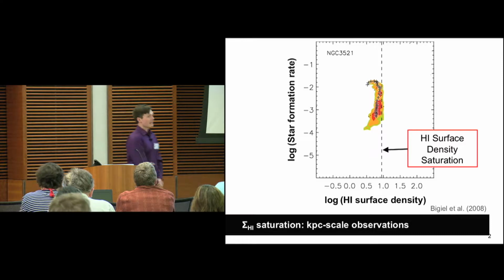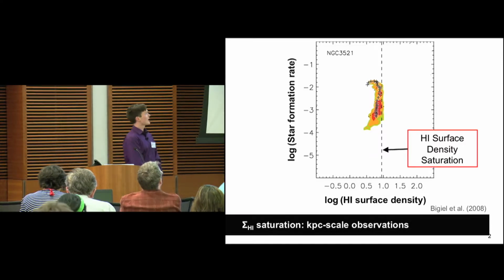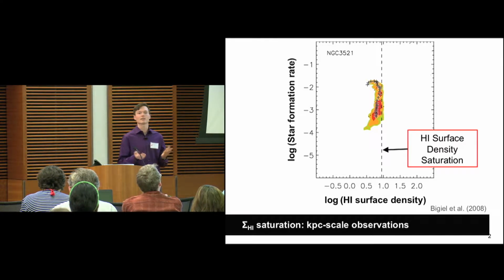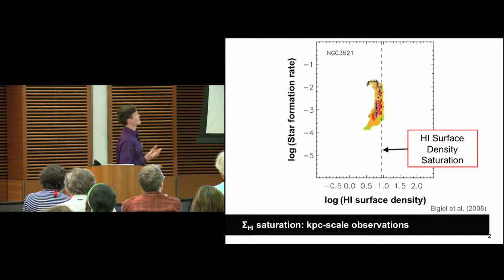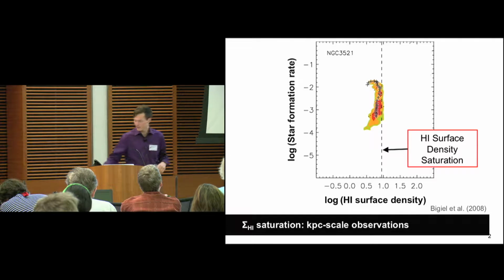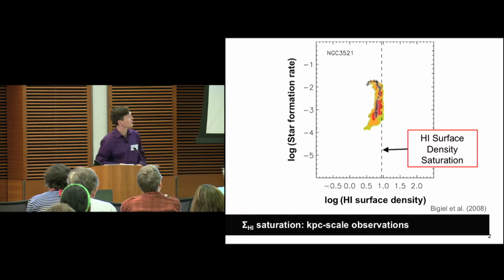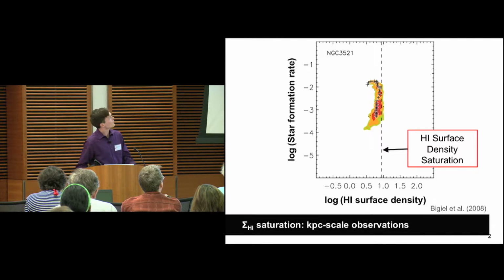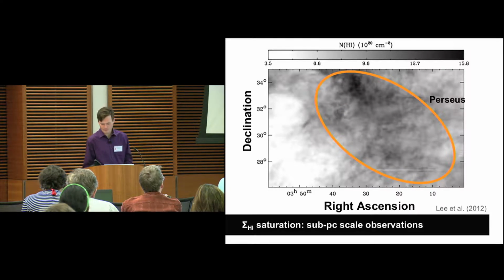Previous extragalactic observations have found a saturation in H1 surface density on kiloparsec scales. This is a plot of star formation rate against H1 surface density from Bigiel 2008. And for a variety of star formation rates, we never see H1 surface density going past about 10 solar masses per parsec squared.